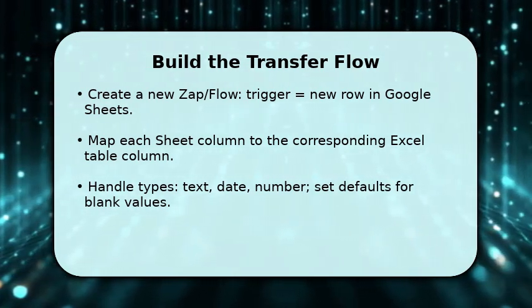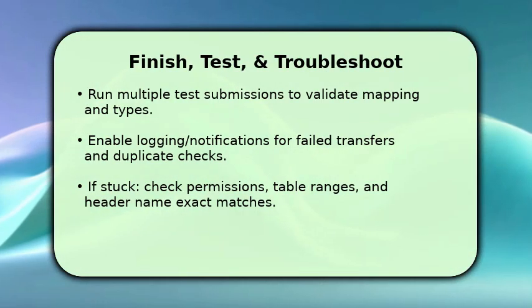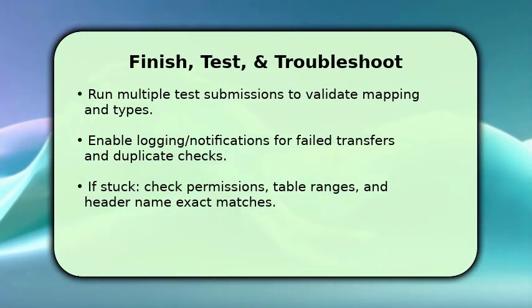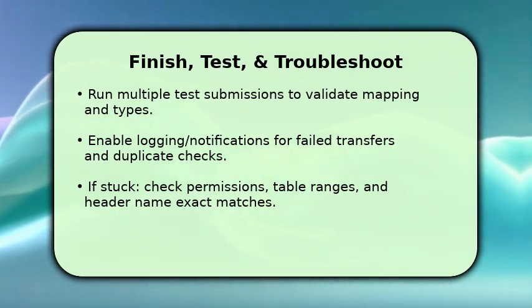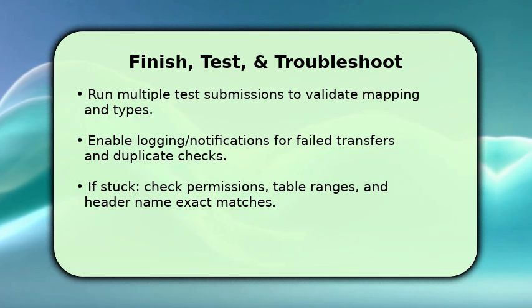You're almost done. Run several test submissions and verify they appear properly in Excel. Check types, order, and empty cell behavior. If all tests pass, enable automatic runs on your Flow or Zap and set up alerts for failures so you can respond quickly.